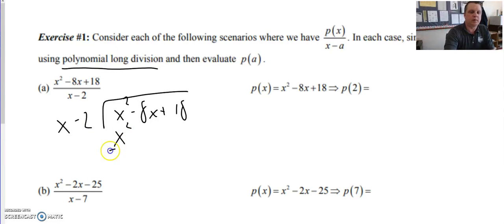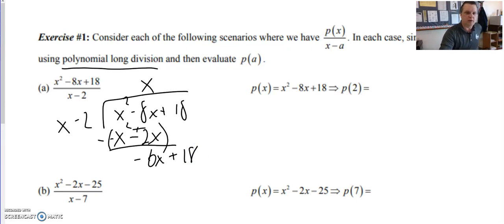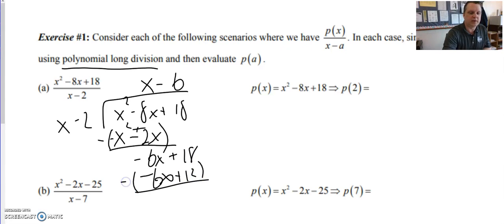So again, the x squared. So x times x is x squared, and then x times negative 2 is a minus 2x. Subtract that, so change both those signs. I have a negative 6x plus 18. And then I need a negative 6x here, and therefore I need to multiply by a negative 6. Negative 6 times x, negative 6 times negative 2 is a positive 12. So I need to subtract, so change both signs. And I'm left with a 6. So there's your x minus 6 with a remainder of 6.